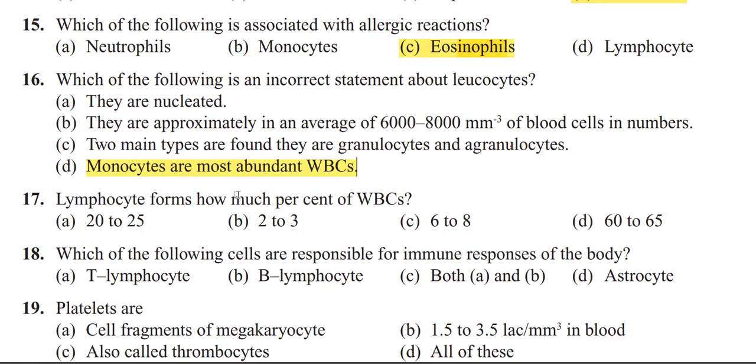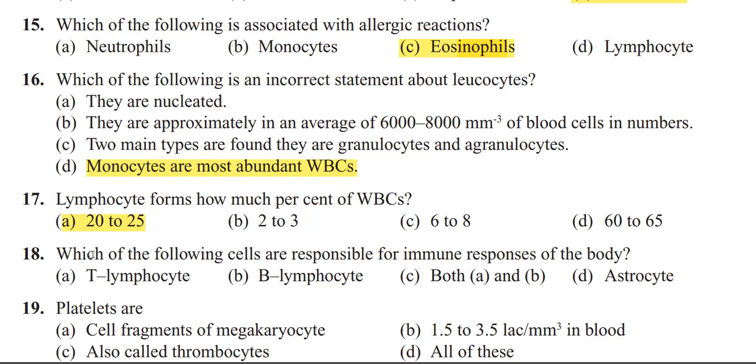Lymphocytes form how much percent of WBCs? 20 to 25, 2 to 5, 6 to 8, 60 to 65. That is 20 to 25. 2 to 3 is eosinophils. 6 to 8 is monocytes. 60 to 65 is neutrophils.